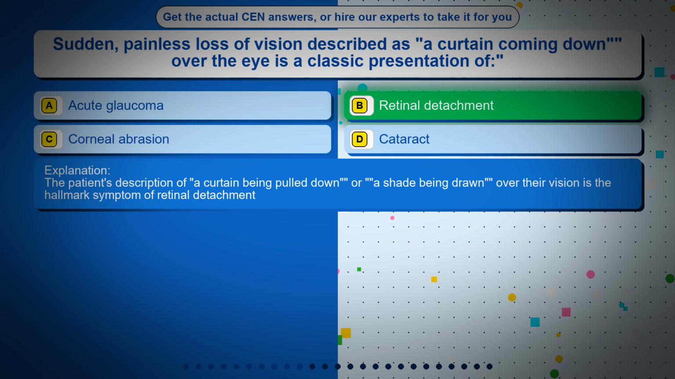The patient's description of a curtain being pulled down or a shade being drawn over their vision is the hallmark symptom of retinal detachment.